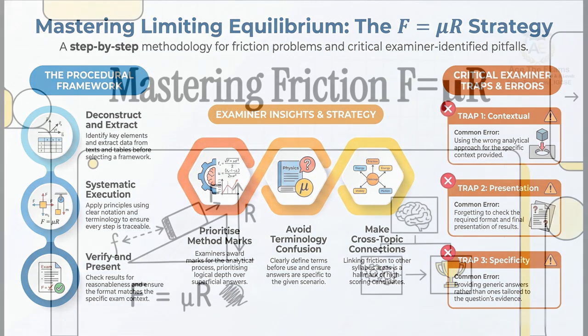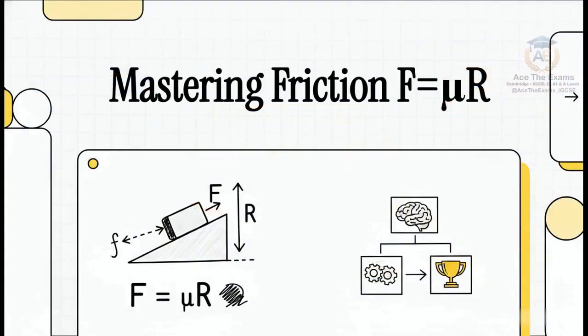Today, I'm stepping into the role of your managing director to walk you through what is essentially a massive, high-tariff client brief, Cambridge AS and A-Level Mathematics, 9709. We're running a deep dive audit on Section 4.1, Forces and Equilibrium, and we're zeroing in on friction and limiting equilibrium, or F equals mu R.